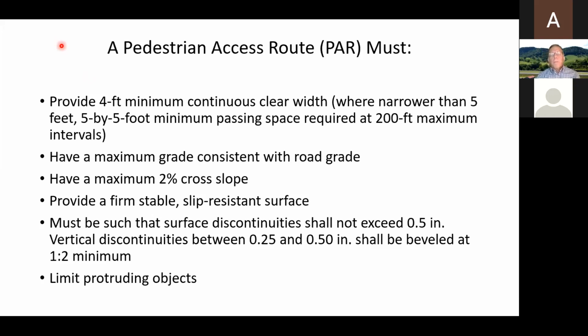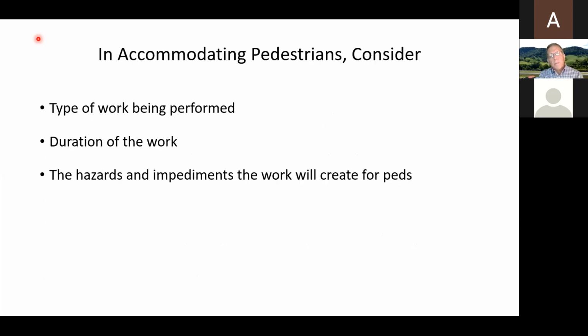Thank you. You're welcome. So to be accessible, the temporary route has to comply with the requirements for what's called the PAR, the pedestrian access route. And we don't really have time to go into all of these. We have courses, half-day and full-day courses that go into detail on that. But basically, the path has to have sufficient width. PROWAG calls for 4 feet. I know there's some agencies in the region here that call for 5 feet, which is great. The maximum cross slope is 2%. The surface has to be firm, stable, and slip resistant. And then there's requirements for vertical discontinuities and protruding objects.